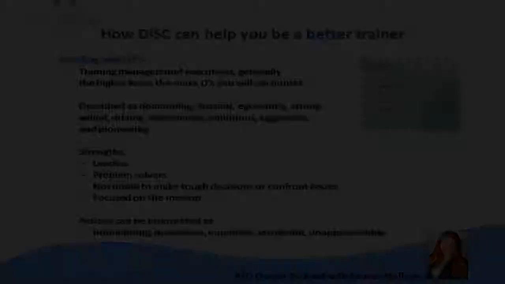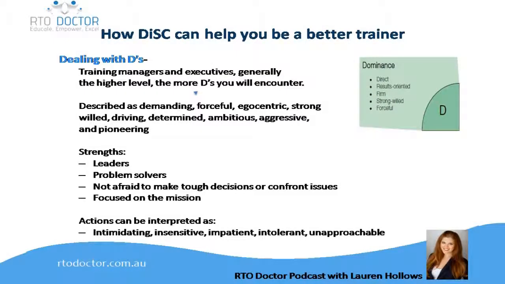So the strengths for people who are Ds, obviously, as we said before, these are quite often leaders in organizations. They may be known as the problem solvers. They are not afraid to make tough decisions. They're not afraid to confront difficult issues, and very much focused on the mission. So if you're dealing with a D, you're looking at somebody who is going to want to achieve. They're going to want to win. Very much motivated by winning, competition, success.